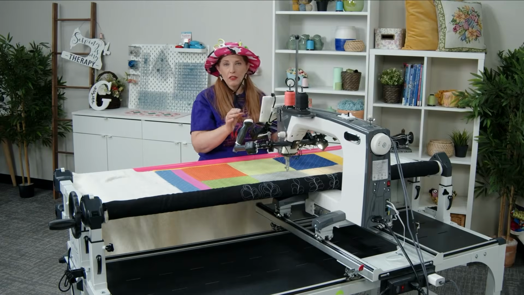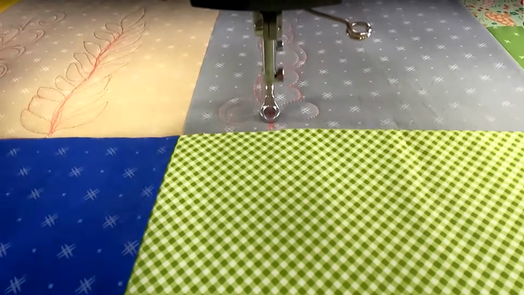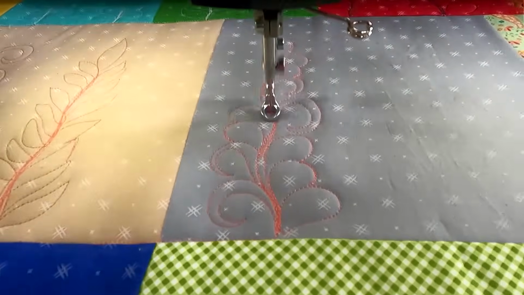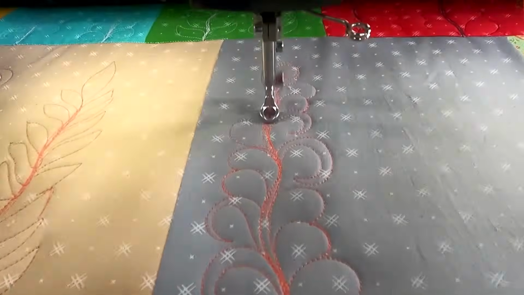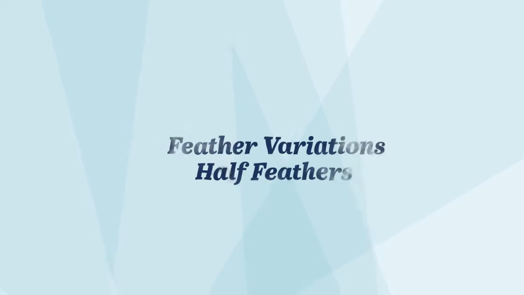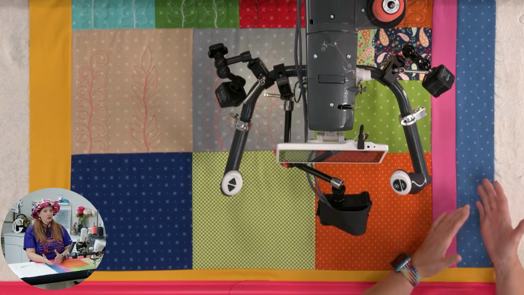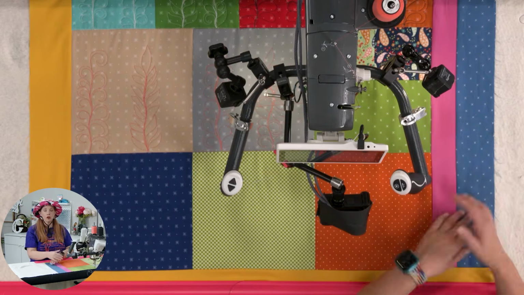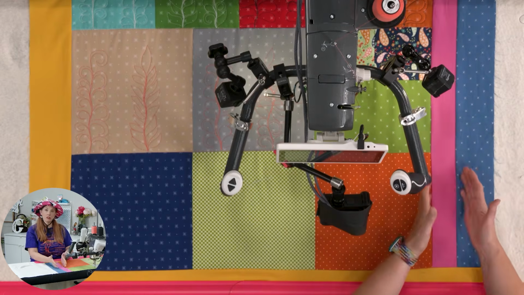Now when I do the other side, I do want to be a little bit more conscious of what I have done on this side so that it doesn't look exactly the same on the other side. That's going to give it that more organic feel. When you have natural boundaries like sashings or borders, you can do feathers in those as well.